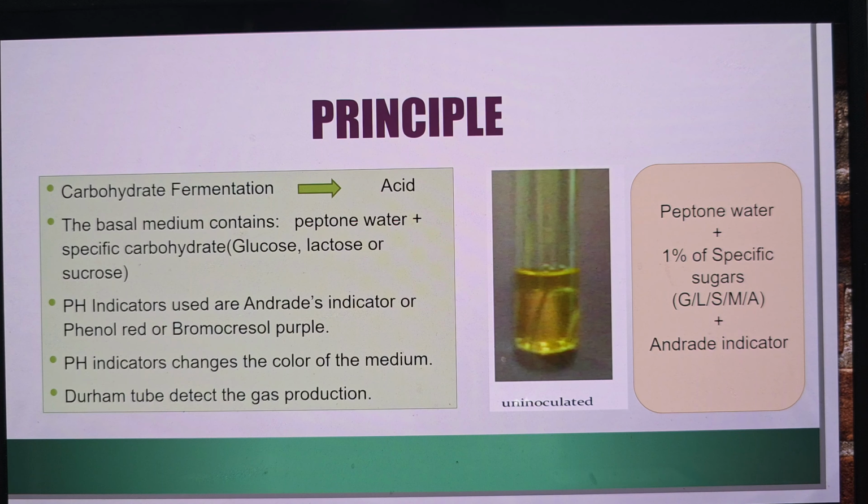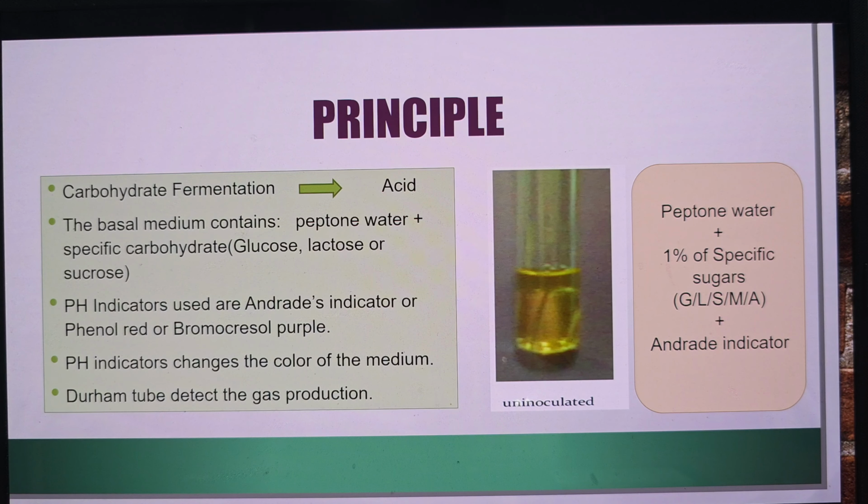What is the principle behind the test? Carbohydrate fermentation mainly leads to formation of acid. The basal media contains peptone water plus 1% specific carbohydrate like glucose, lactose or sucrose. pH indicators used are Andrade's indicator, phenol red or bromocresol purple. The pH indicator changes the color of the medium. Durham's tube detects the gas production.